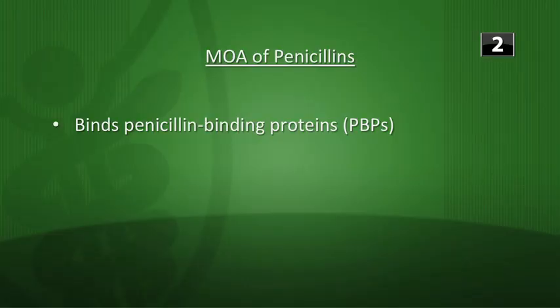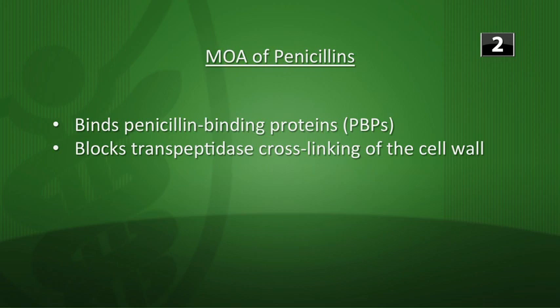Next question. What is the mechanism of action of penicillin drugs? Well, this is a cell wall inhibitor, so it binds penicillin binding proteins. It blocks transpeptidase cross-linking of the cell wall, and it can activate autolytic enzymes. So it is basically breaking up that cell wall, therefore it's considered bactericidal.